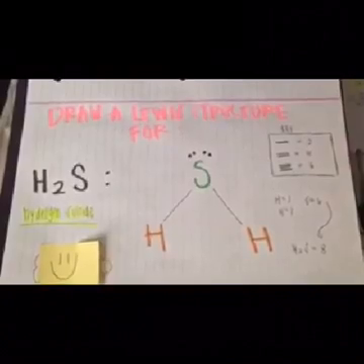Draw a Lewis structure for H2S, hydrogen sulfide. So first you start off by looking. Okay, so here in the Lewis structure, you see that there are 2 lines. Those are considered single bonds, and each one signifies a number. So 1 line equals 2, 2 lines equals 4, and 3 lines equals 6. If you were to add up hydrogen and hydrogen, you get 2. And then you add that to S, and you get H2S equals 8.